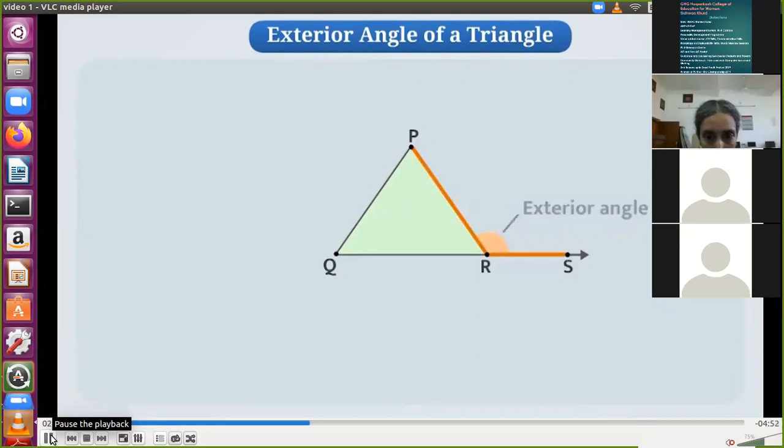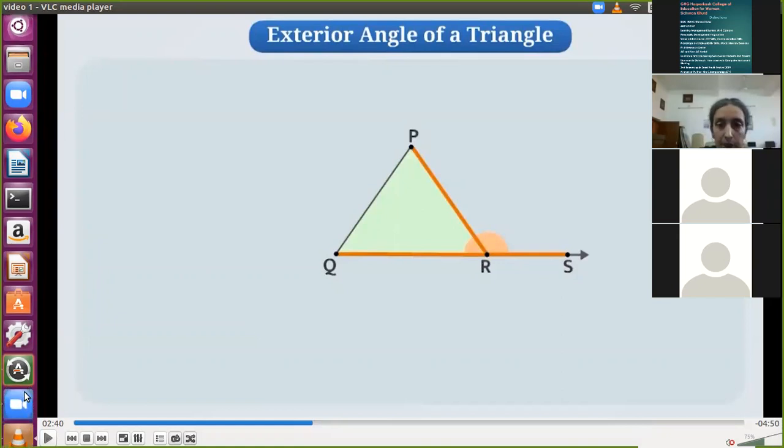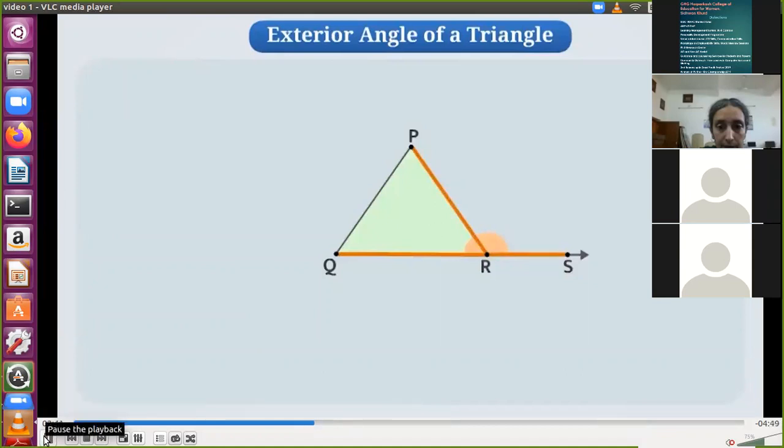This is an exterior angle to the triangle PQR, and the angle which is adjacent to this angle is PRQ. So PRQ is the angle which is interior to the triangle and is adjacent to the angle PRS. So these are adjacent angles.